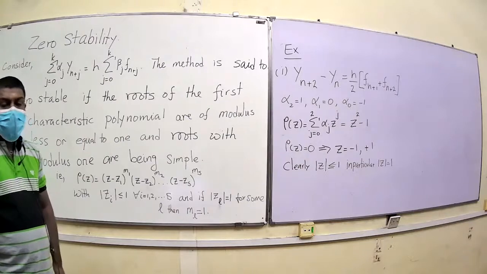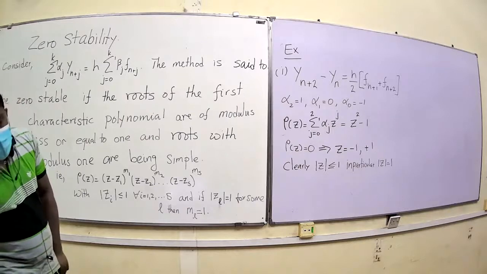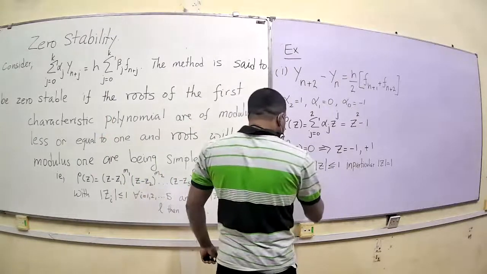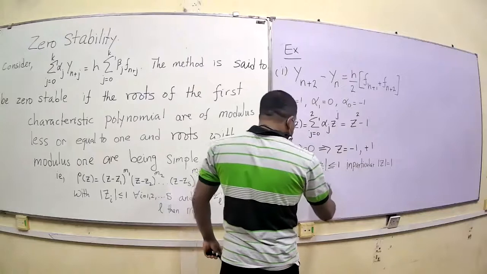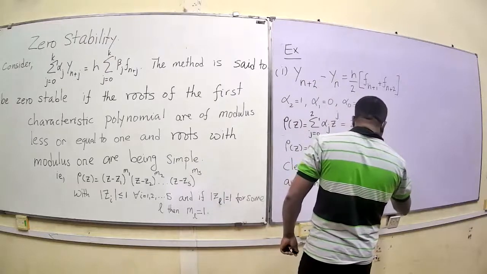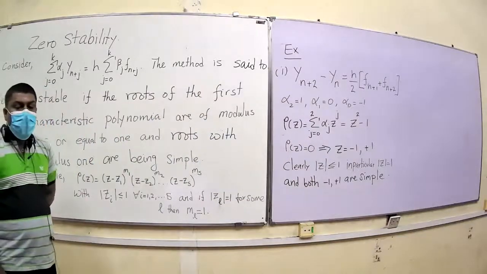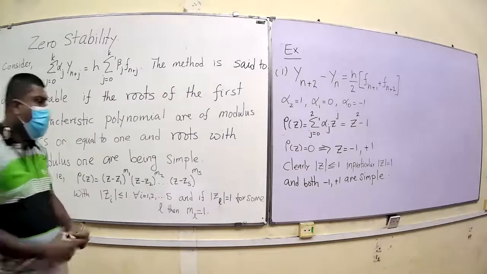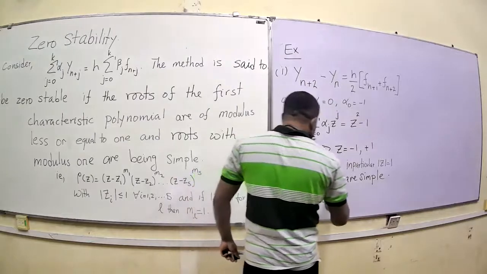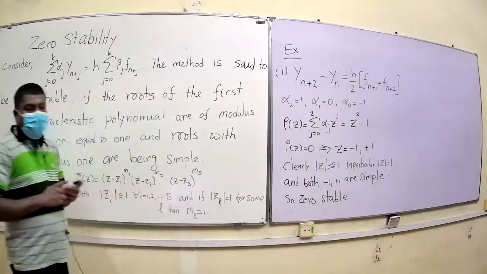But fortunately, they are different roots. Minus 1 is a different root, plus 1 is a different root. There are no repeated roots. So both are simple. So clearly you know that this method is zero stable.